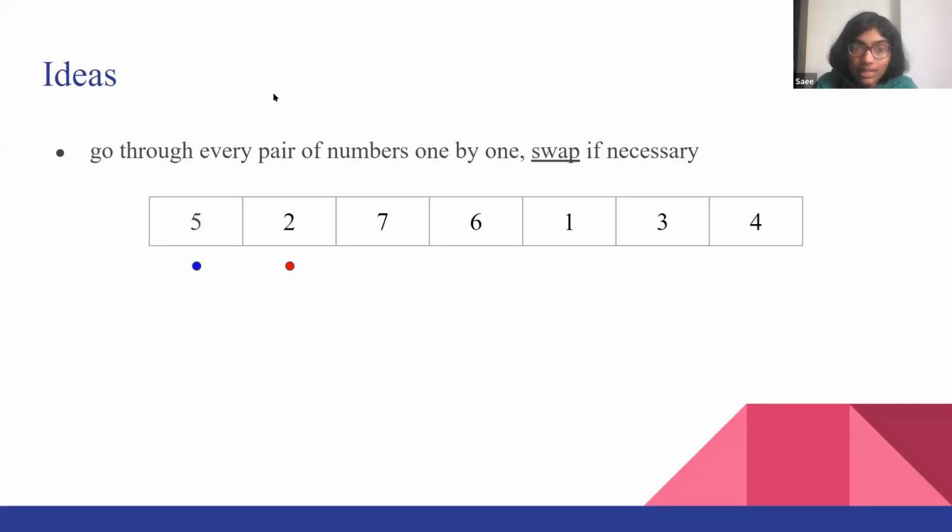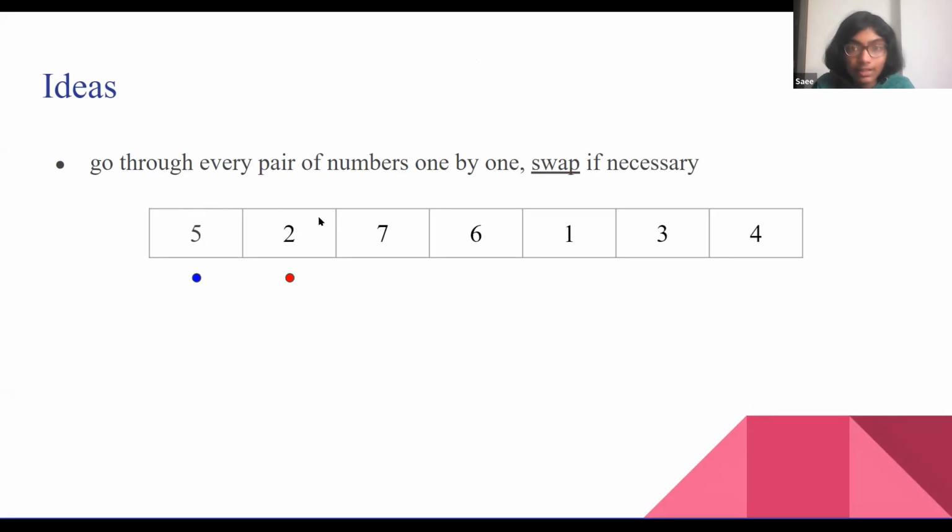What we are going to do is we are going to ask the computer to go through every pair of numbers one by one and then swap if necessary. So we'll look at an example. Don't worry if you're confused by what I'm saying right now. Promise it will make sense in some time. So we have this list, right? What we're going to do is first look at 5 and 2. So is 5 and 2, are these in ascending order?